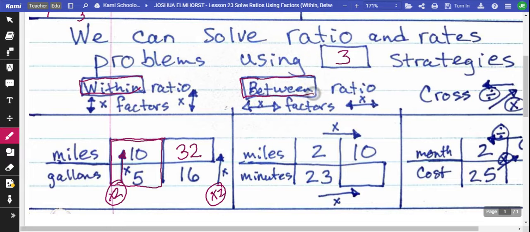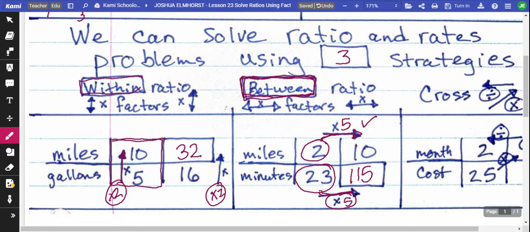The other strategy is looking between the ratios. Between the ratios means you're looking left and right. If you look at 2 and you go from 2 to 10, you know your multiples. You know that 2 times 5 is 10. So you use the same multiple down below to give you an equivalent ratio by a factor of 5. This factor, this multiple, is between the 2 ratios, the left and the right. You're going between them and you multiply by 5. And then you solve. 2 times 5 is 10. You know that. So now you come down here and use it down here. 23 times 5 is 115.